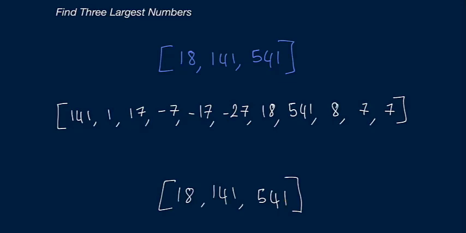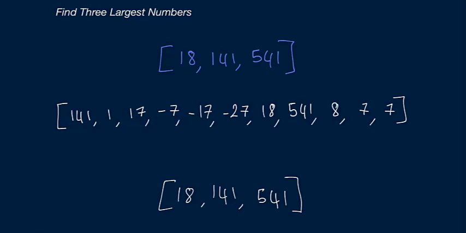And now I'm not going to go through the rest of the example. You can kind of see for yourself immediately that 8, 7, and 7 are smaller than all three of our greatest numbers. And we're done. Now we've got our final array. It's already sorted. We know that these are the three greatest numbers, and we are happy that we found them.